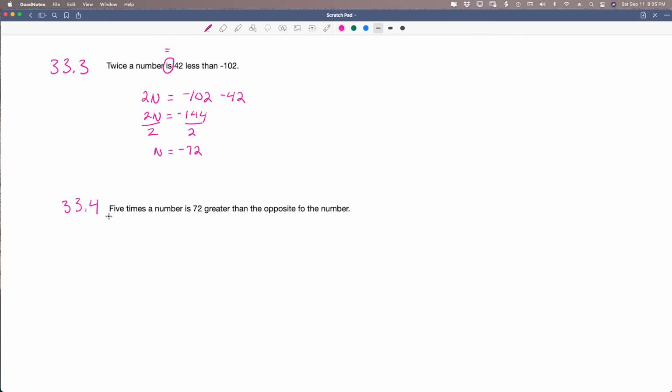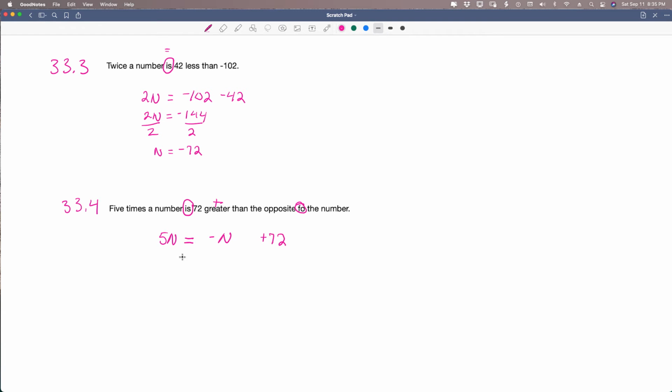So let's look down here at 33.4. Let's look for our equal sign, and now let's look for this side. Let's put our equal sign in. 5 times a number is 72 greater. So we're going to be adding 72. Then the opposite of the number. Oh, I got a misspelled word there. That's terrible. All right, 72 greater, that means plus. Then the opposite of the number. So the opposite of the number plus 72 is equal to 5n.